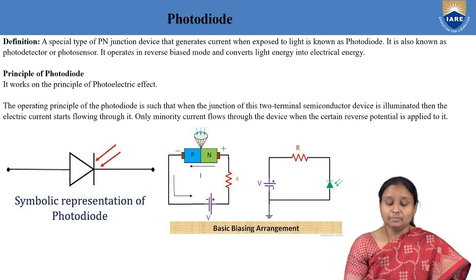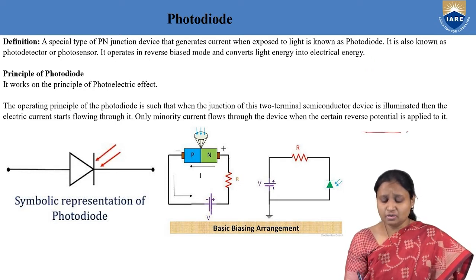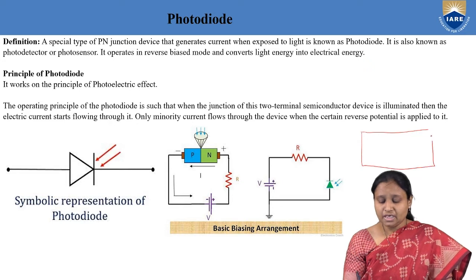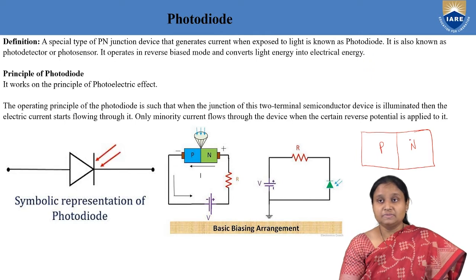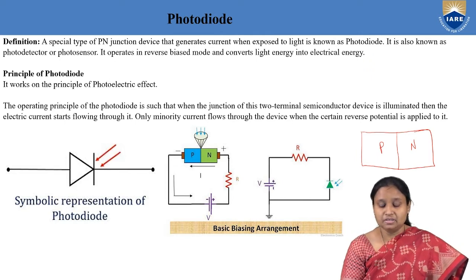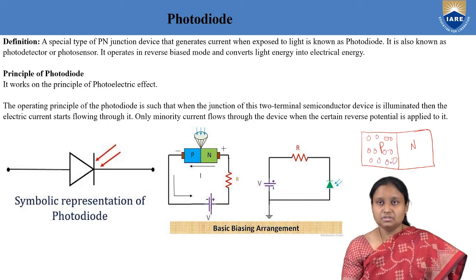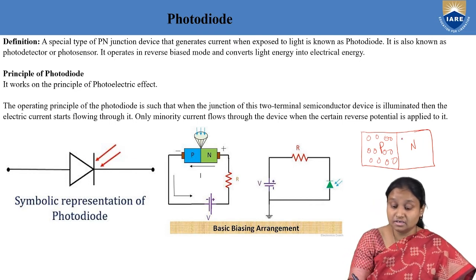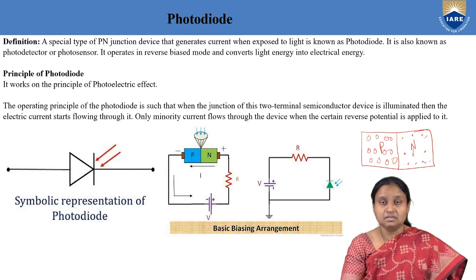Diode is nothing but a PN junction. So what is a PN junction? Where we combine P-type and N-type semiconductors. Suppose I have taken a P-type semiconductor and an N-type semiconductor. We know that in a P-type semiconductor, the majority charge carriers are holes, and in an N-type semiconductor, the majority charge carriers are electrons.